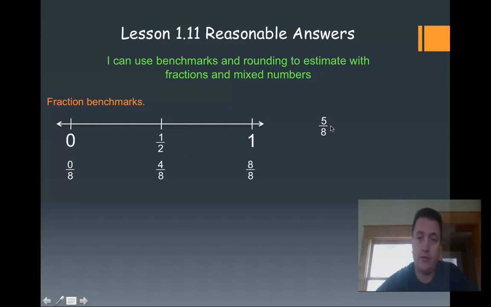So now I just need to ask myself, when I look at 5/8, which one of these fractions, 0, 4, or 8, is it closest to? Well, it's more than 4, so it would have to fall in here somewhere. So 5 is 1 away from 4, but it's 3 away from 8, which means it's closer to 4/8, or my benchmark fraction in this case of 1/2. So 5/8 is about 1/2.